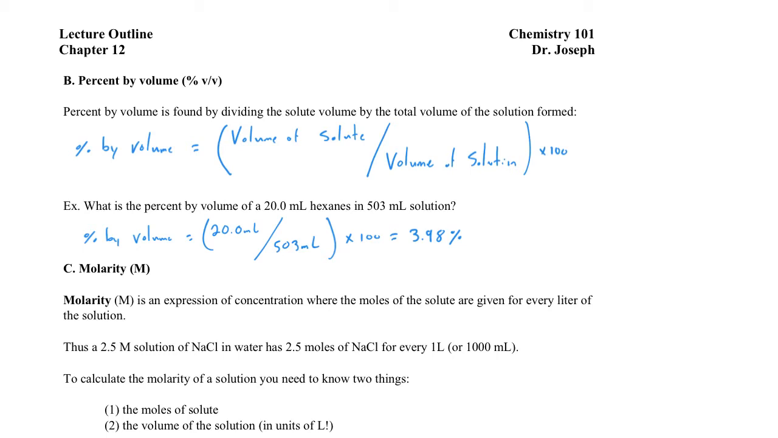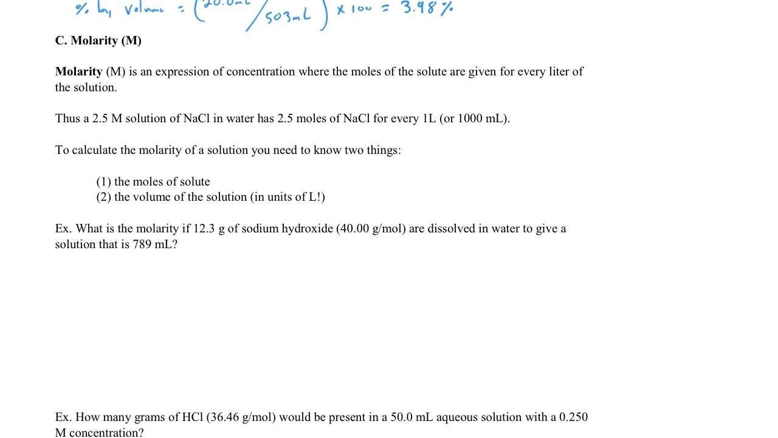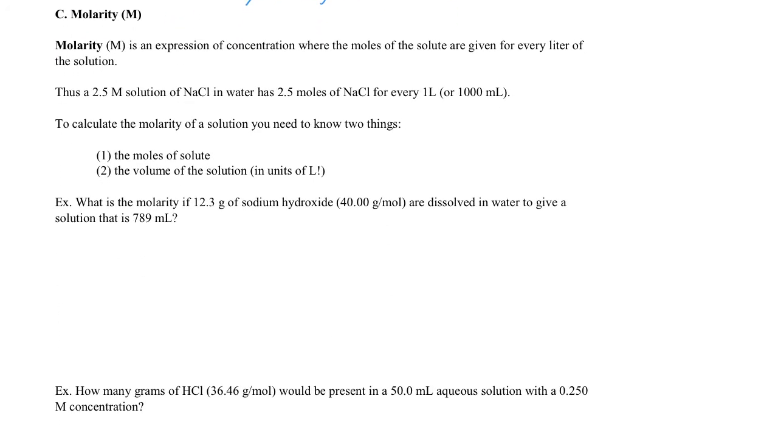Now, there's one additional way that we often use to express concentration, and it's not based on the mass or the volumes of the components in the mixture. It's actually based on the number of moles that are dissolved. This method of expressing concentration in terms of moles is known as molarity. Specifically, molarity, which we give the symbol capital M, is an expression of the concentration where the moles of the solute are specified for every liter of the solution.